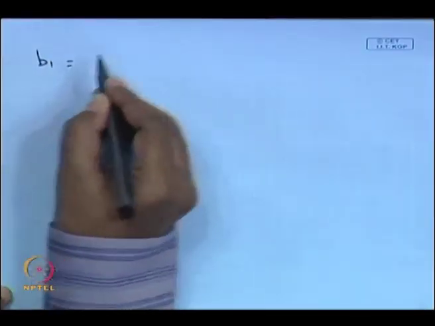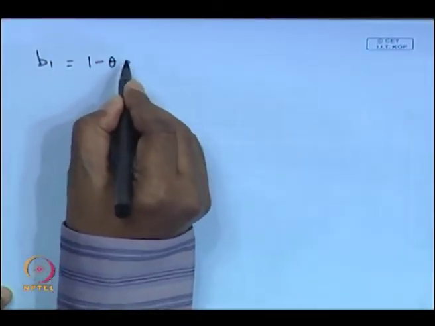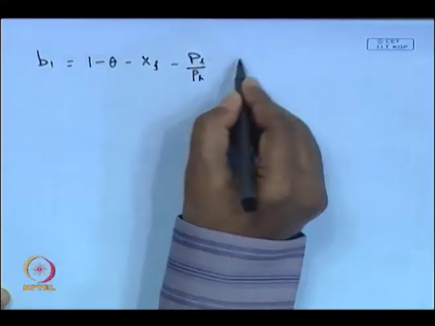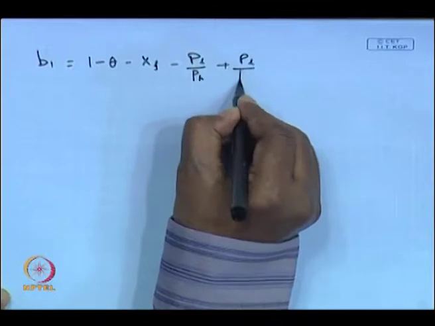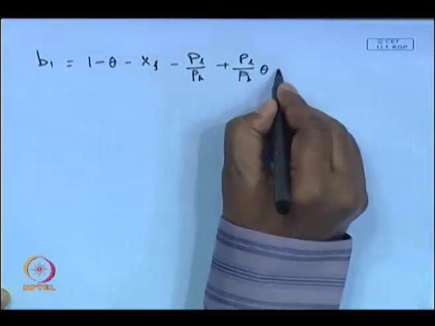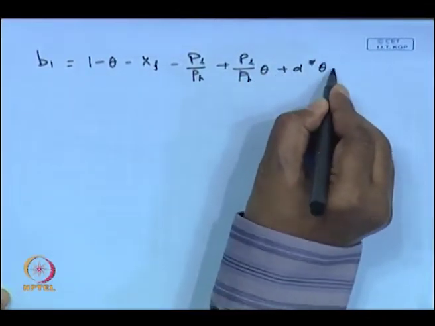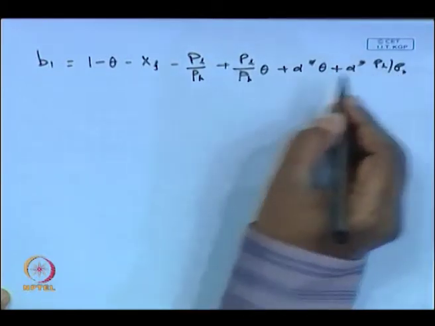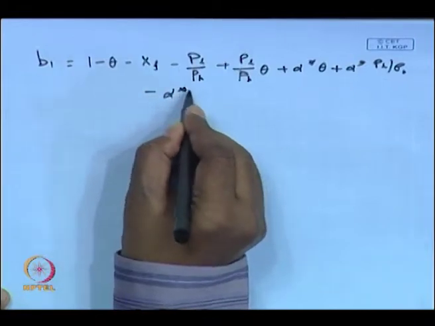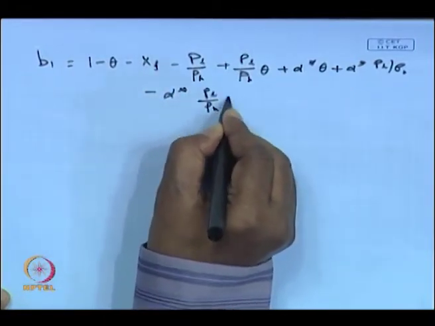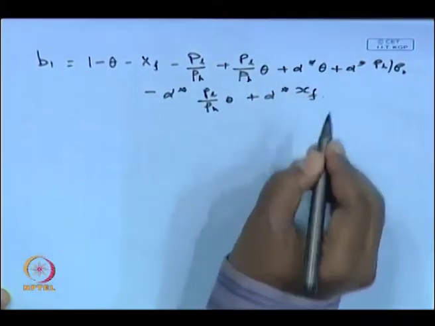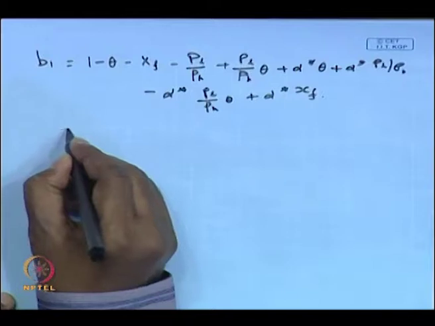Now, let us calculate the variable B1. It is given as 1 minus theta minus XF minus PL over PH plus PL over PH times theta plus alpha star theta plus alpha star PL over PH minus alpha star PL by PH times theta plus alpha star XF. Okay. Now, you put in the different values.